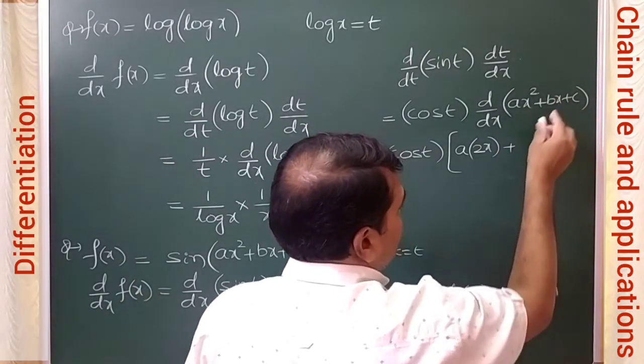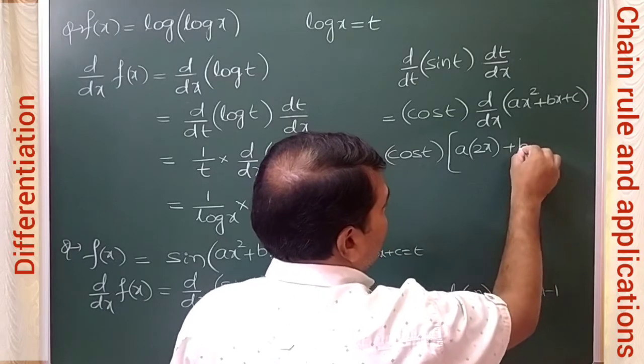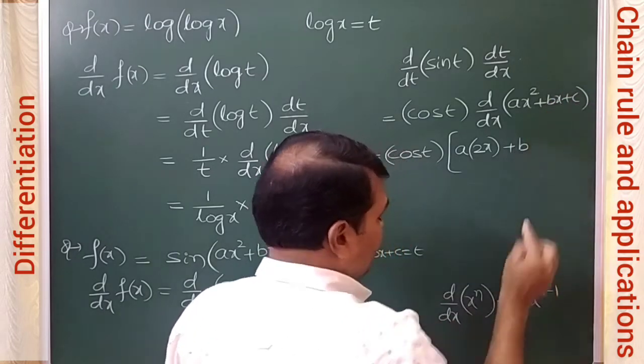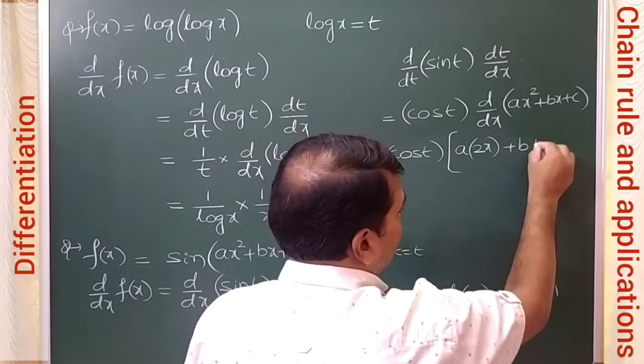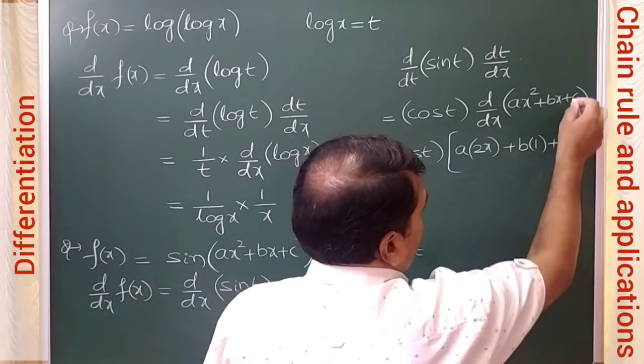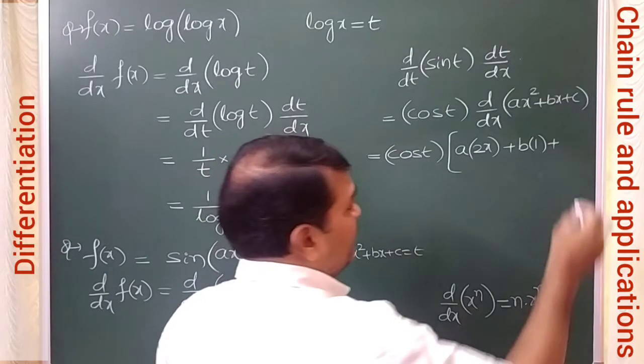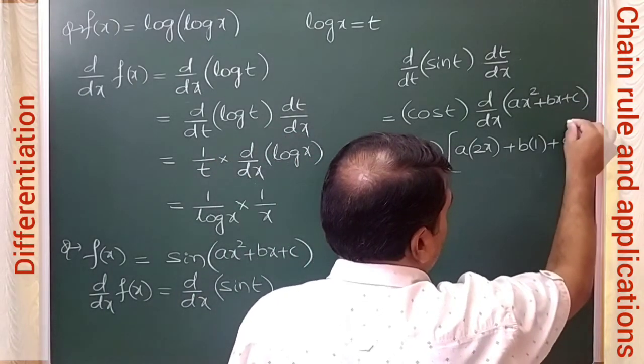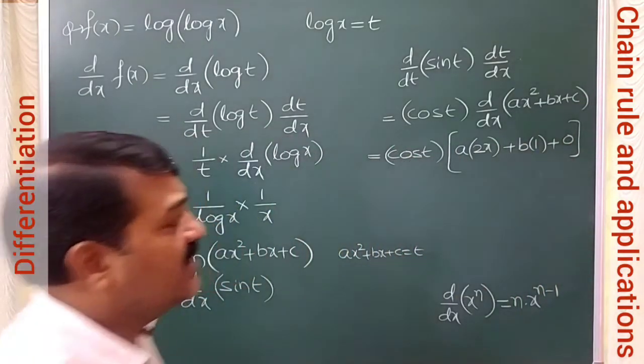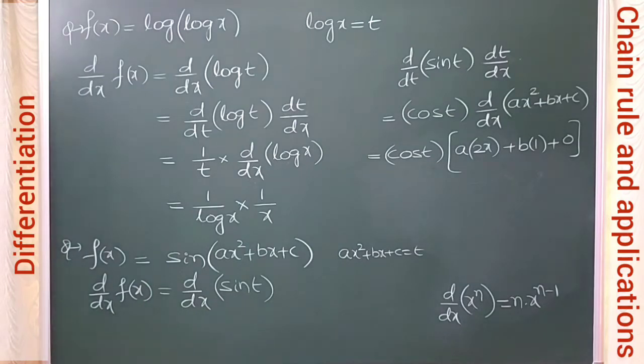b into x. Keep the constant as it is. The derivative of x, use this formula, you will get 1. Next, c is a constant, it is not a variable. So the derivative of a constant is 0. So this completes your differentiation process when you have sine of ax square plus bx plus c. So this is the process in which you are going to differentiate.